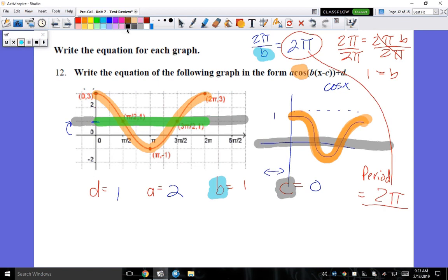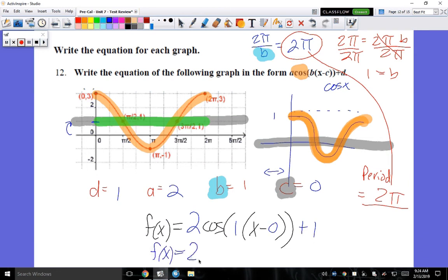And last but not least, you're just going to write it out. F of x is equal to, leave a space for A, cosine, leave a space for B, and then leave a space for C. Now it's plugging in time. So A is 2, B is 1, C is 0, and D is a positive 1. So when I simplify this out, we would get f of x is equal to 2 cosine of x, and it'll be plus 1. And you can write it like that, or you could put the parentheses there if you choose to with the cosine. I'm going to go ahead and use the parentheses.